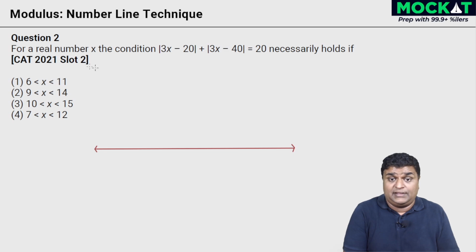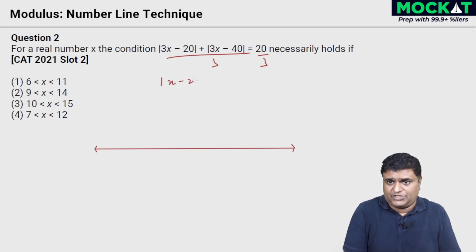Now the same year, another slot you got. For a real number x, the condition of this is equal to 20 necessarily holds if, okay, all I need to do over here is divide the entire thing by 3, the left and right, right? Why do I have to do that? We discussed earlier, the coefficient of x has to be 1. So how do I rewrite this?